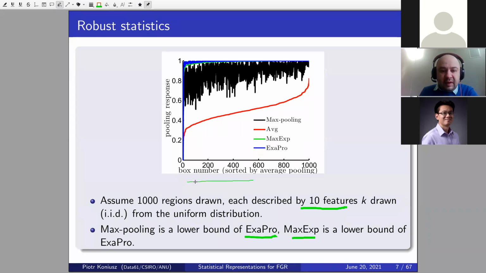So in this X direction, we just sorted bounding boxes by the average pooling response. And over here, we can see that the moment 1 out of 10 features responds strongly or reliably, those poolings like maximum and the probabilistic ones, they very quickly saturate. So they tell us, okay, we've detected the feature.